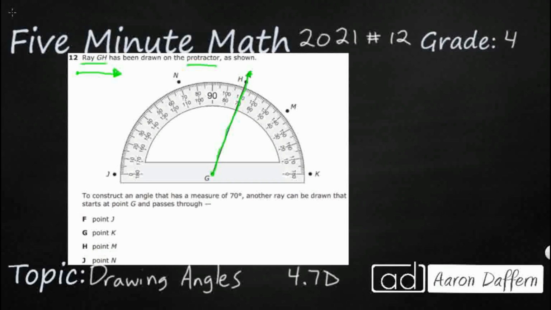So we need to construct an angle that has a measure of 70 degrees. So we're looking for something that has a measure of 70 degrees. And we need to draw another ray starting at G and then going through one of these other letters, J, N, M, or K. So let's make sure we understand what we're looking for.